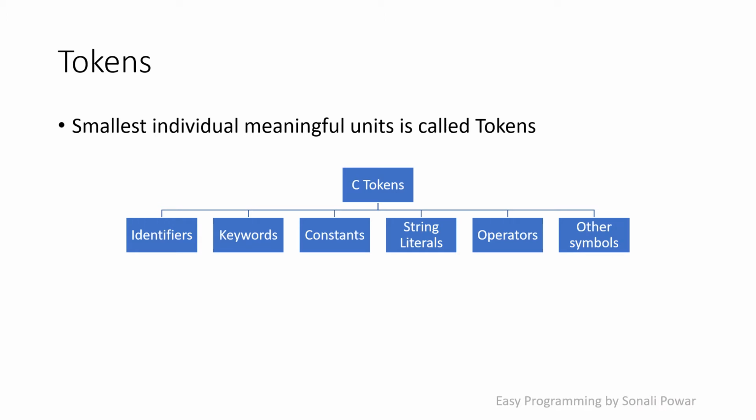The token means the smallest individual meaningful unit of your program. It is called a token. So, a token can be an identifier, keyword, constant, string, literal, operator, or other symbol that can be included in your program.